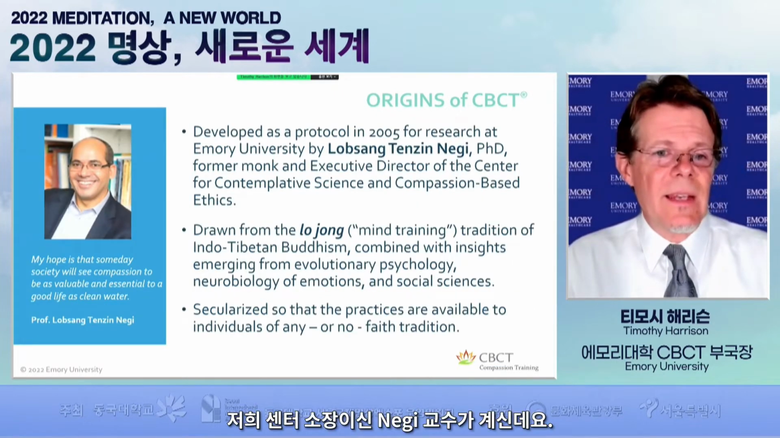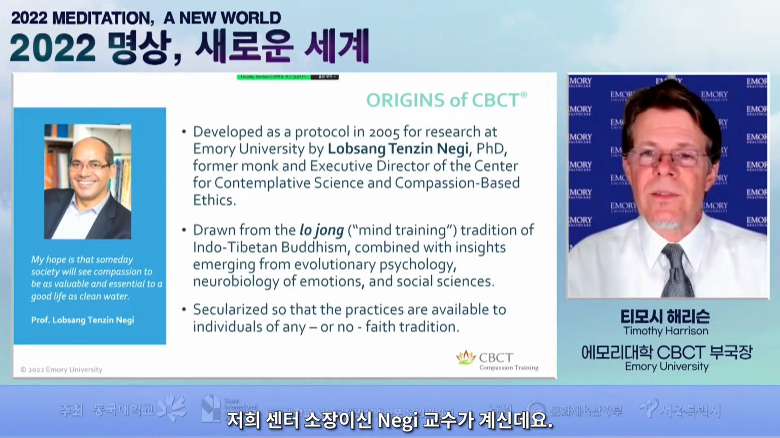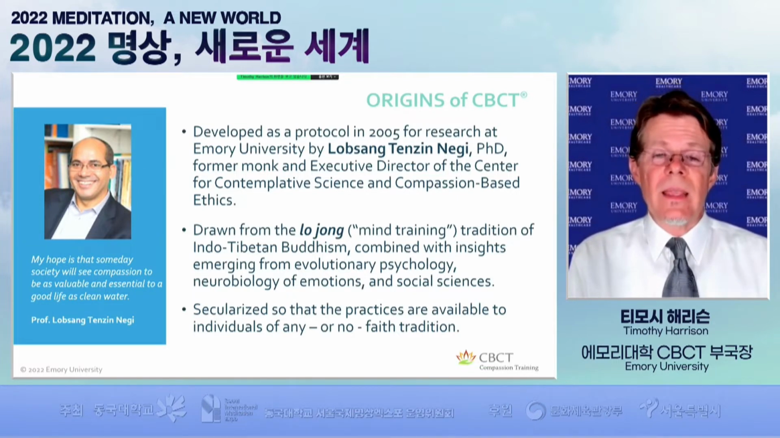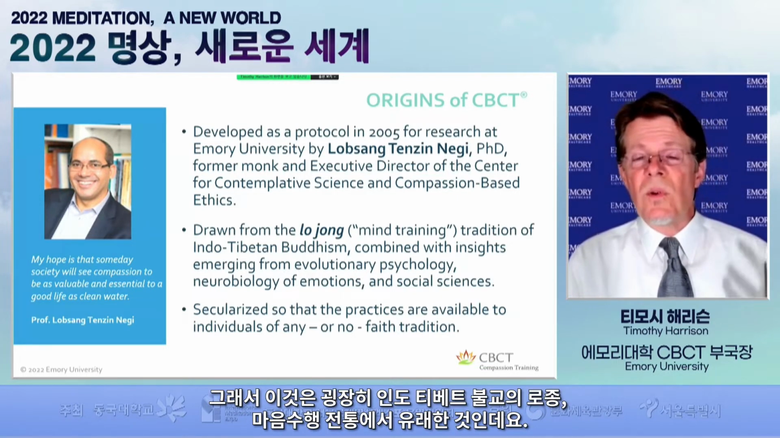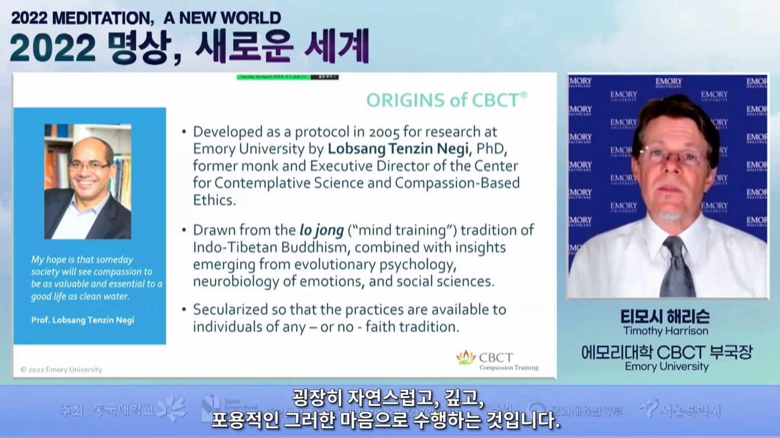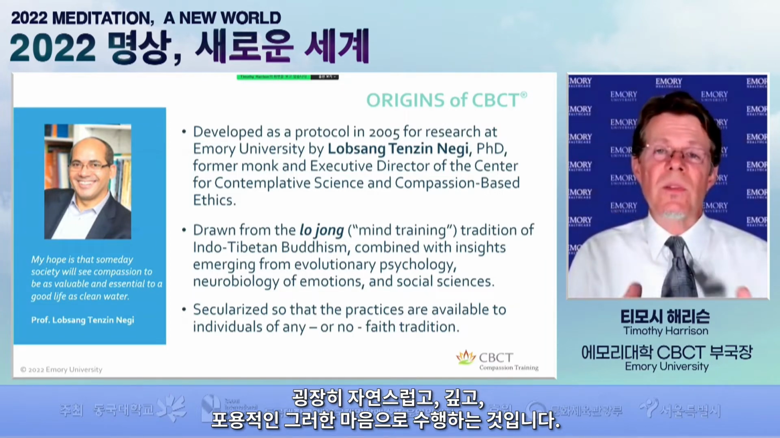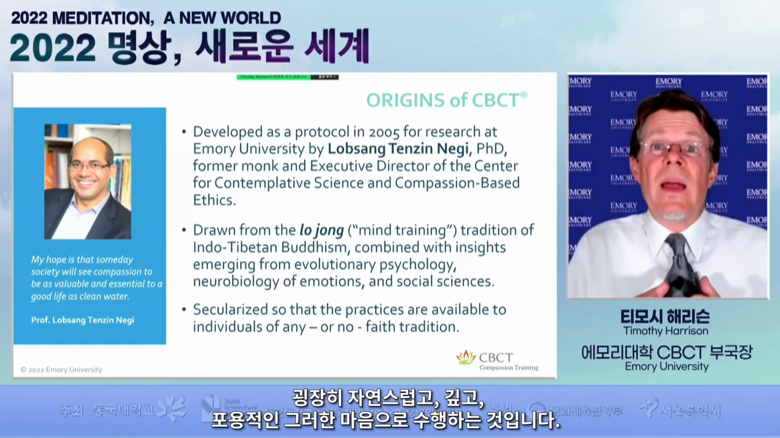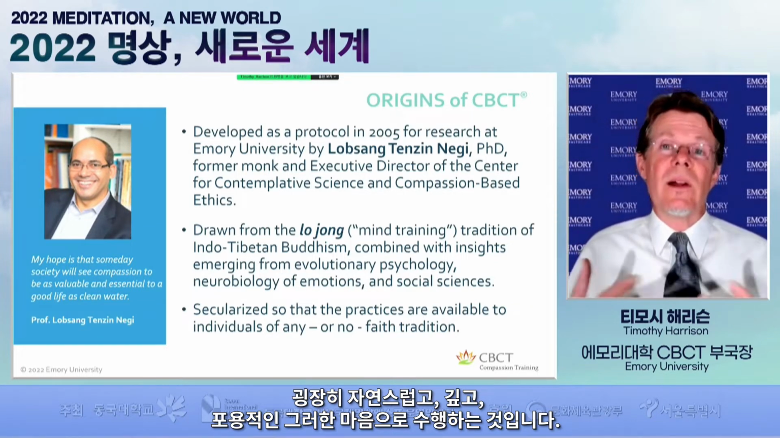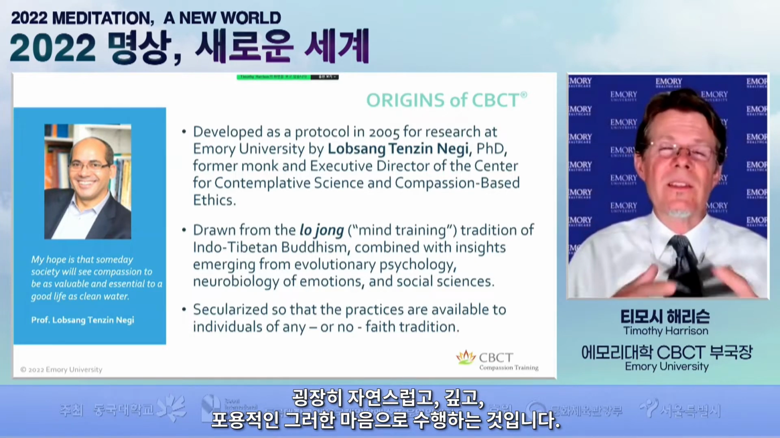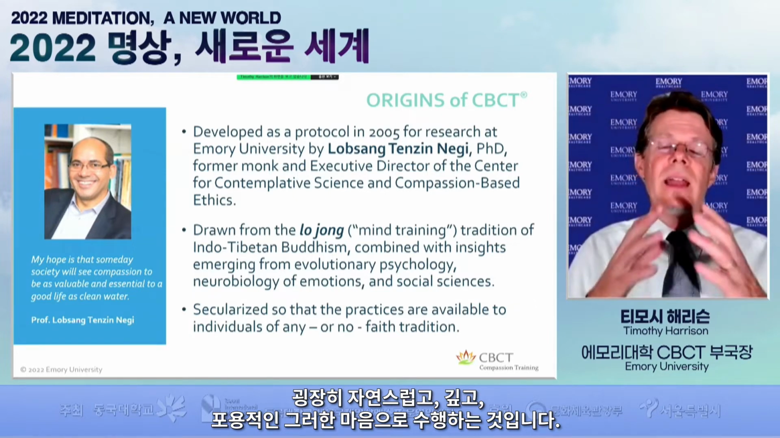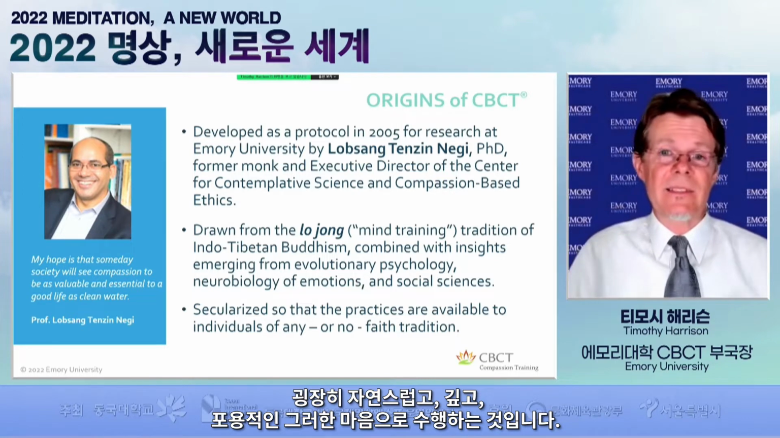So again, I mentioned that Dr. Negi, the executive director of our center, was a former monk. He developed CBCT about 20 years ago. And he drew from what's called a Lojong, or mind training tradition of Indo-Tibetan Buddhism, which is a very systematic approach to cultivating compassion, and not just compassion that's deeper, more deeply felt and more natural and spontaneous, but also a compassion that's more inclusive. So these are the two ways we think of training compassion: more spontaneous, deeper, natural, and then more inclusive, unbiased.